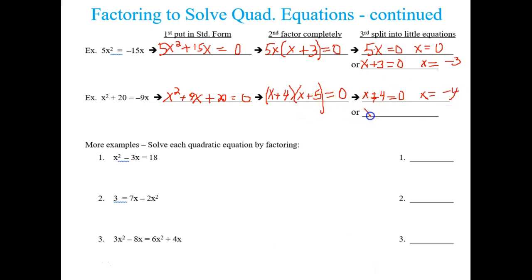In my second equation, I write x plus 5 equals 0. And so move the 5 over, so I get x is negative 5. So my two solutions this time are both negative, negative 4 and negative 5. All right?